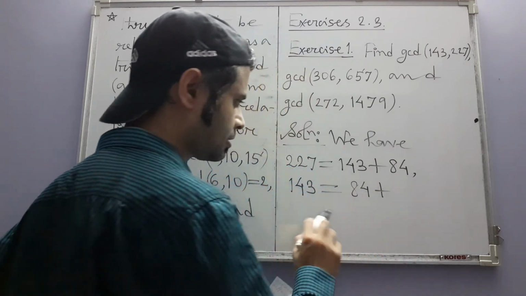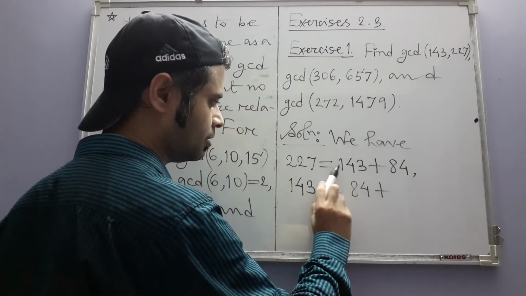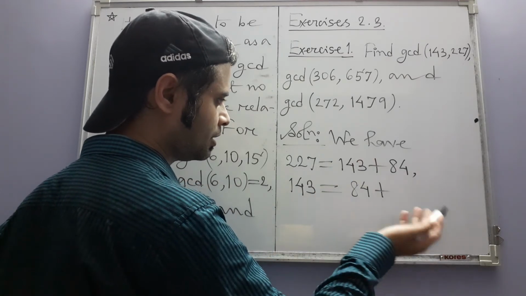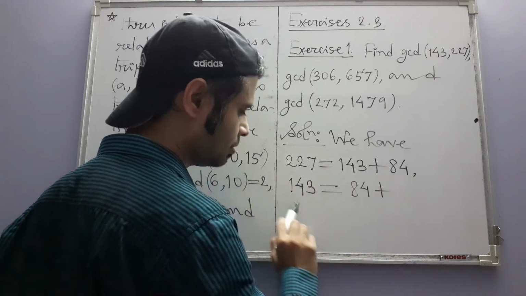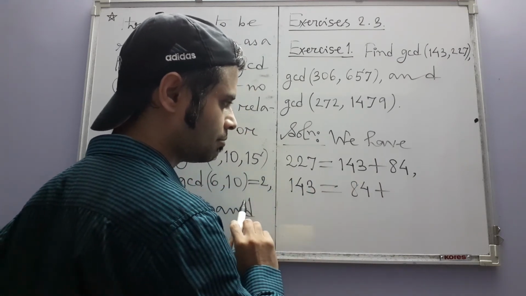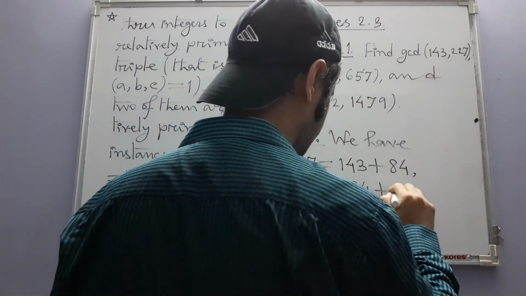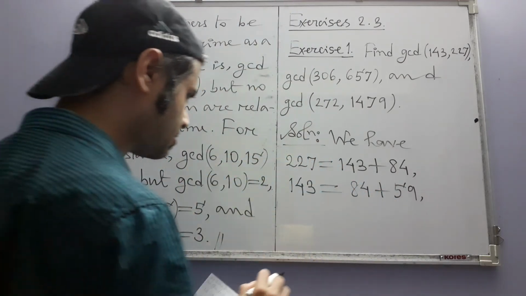And you need to understand what we are doing. Here we have divided 227 by 143. The quotient is 1 and the remainder is 84. Next we divide the previous divisor by the previous remainder, so 143 we are dividing by 84. In this case the quotient again is 1 and the remainder is 59. And the calculation goes on like this.